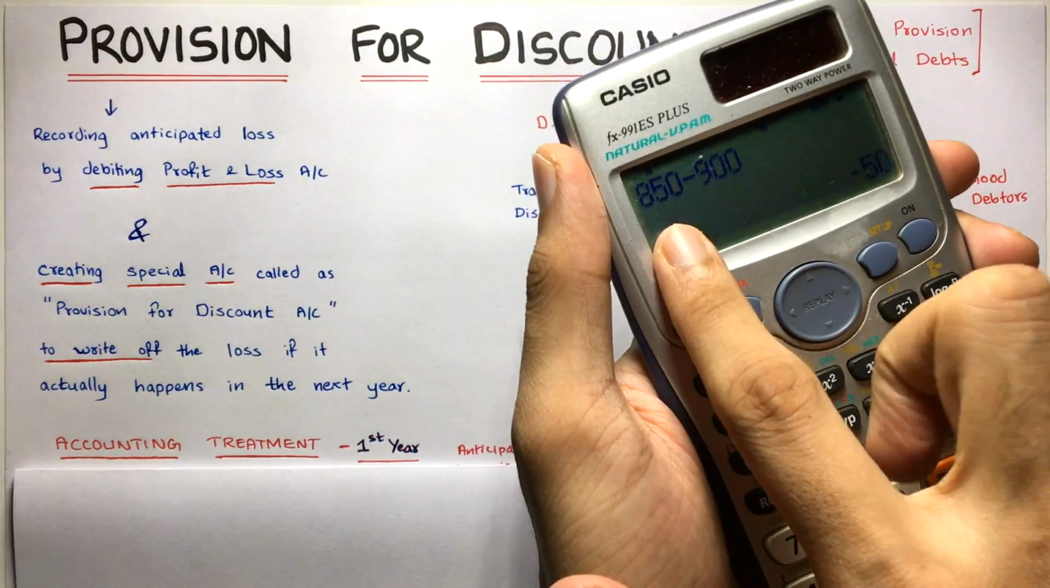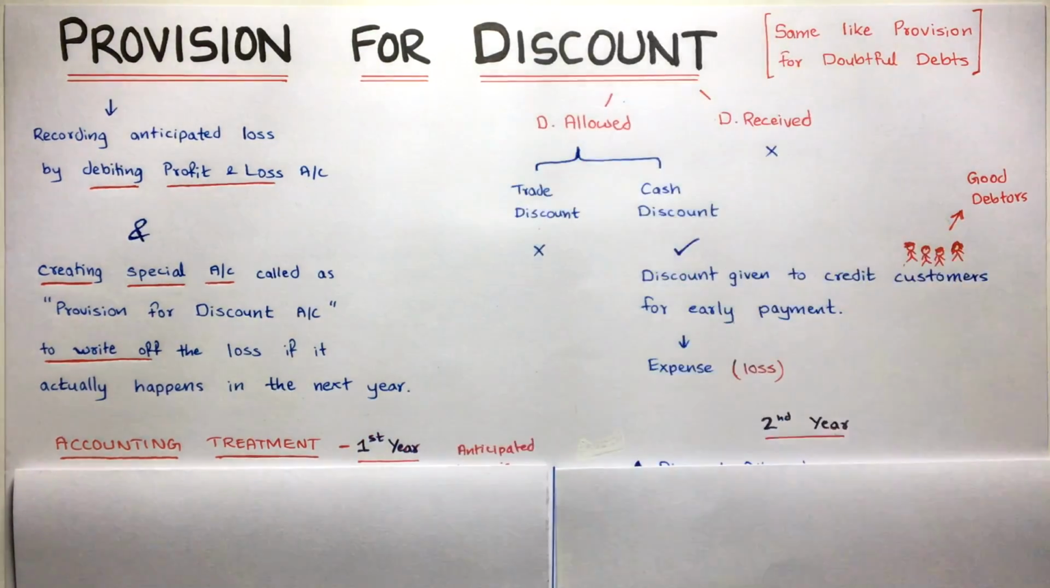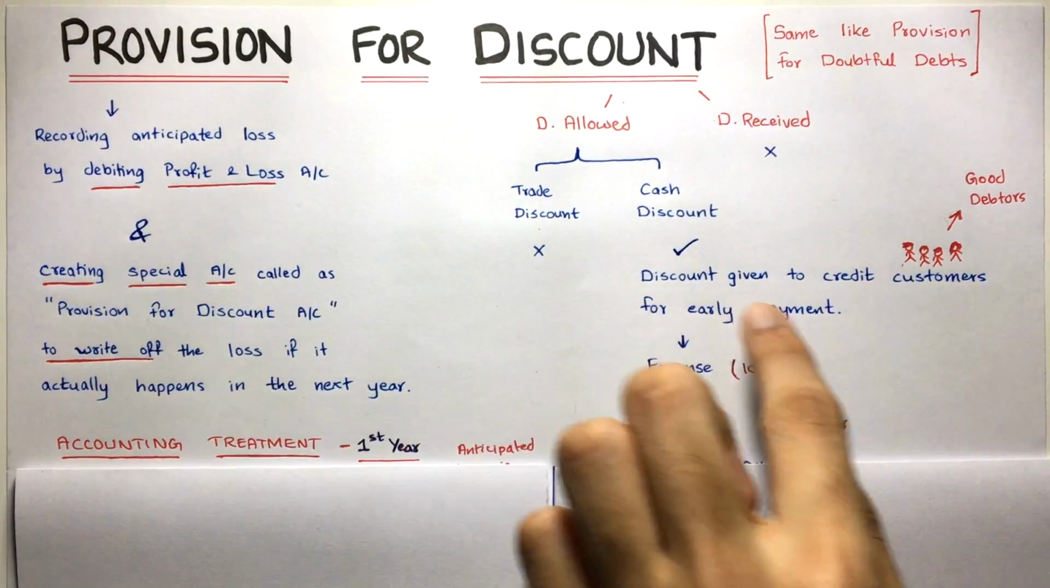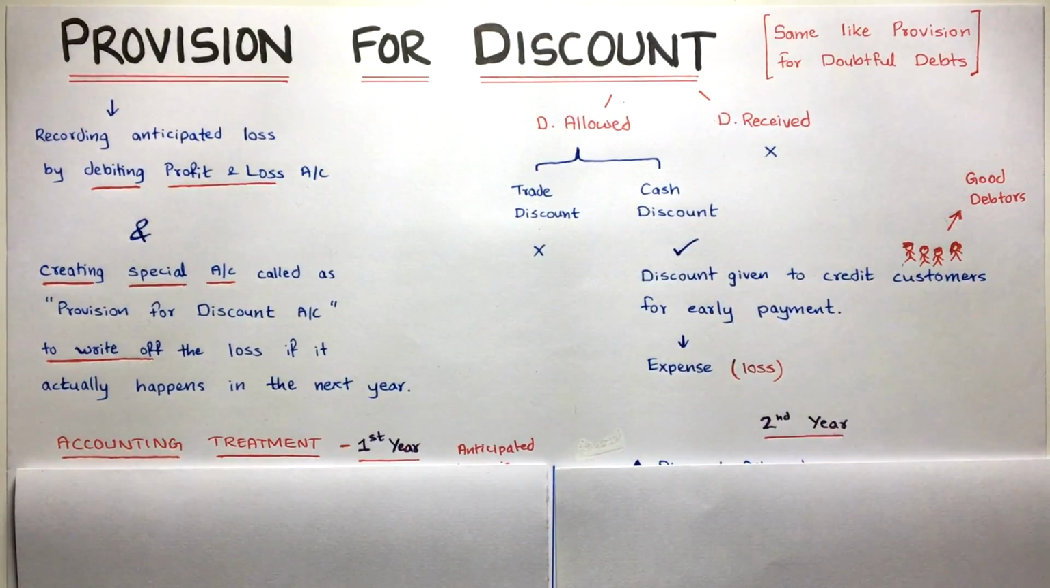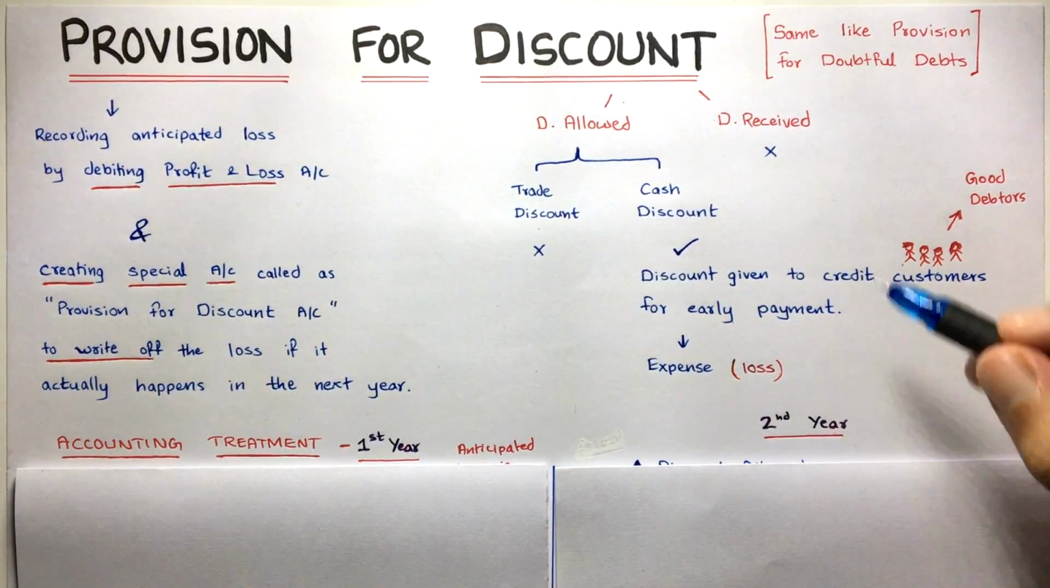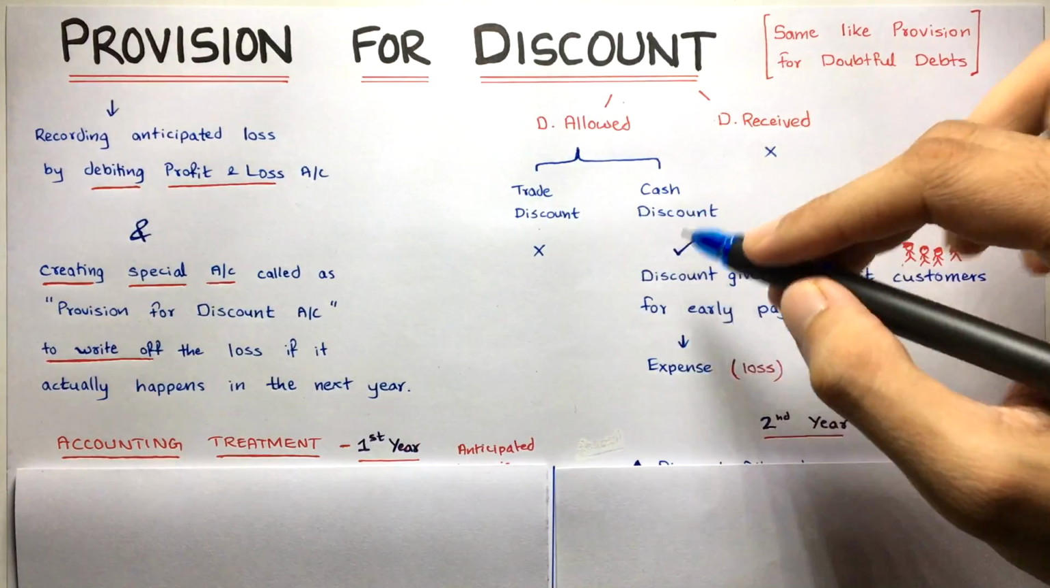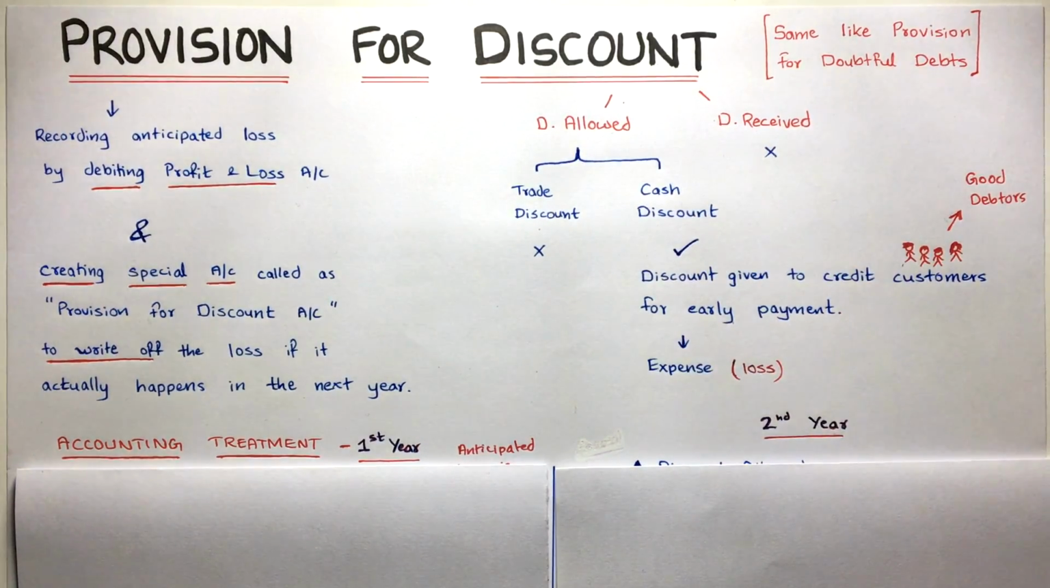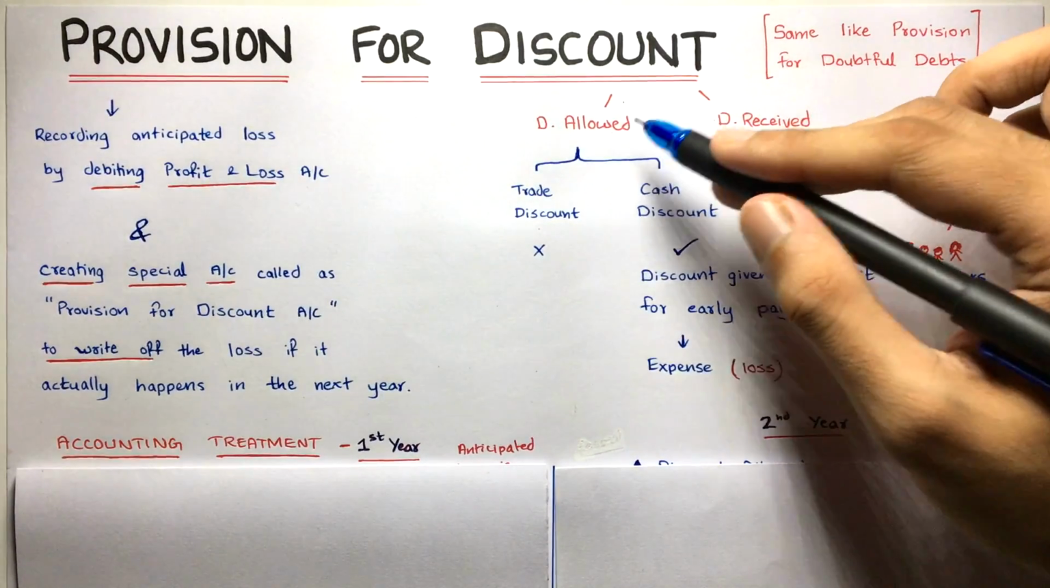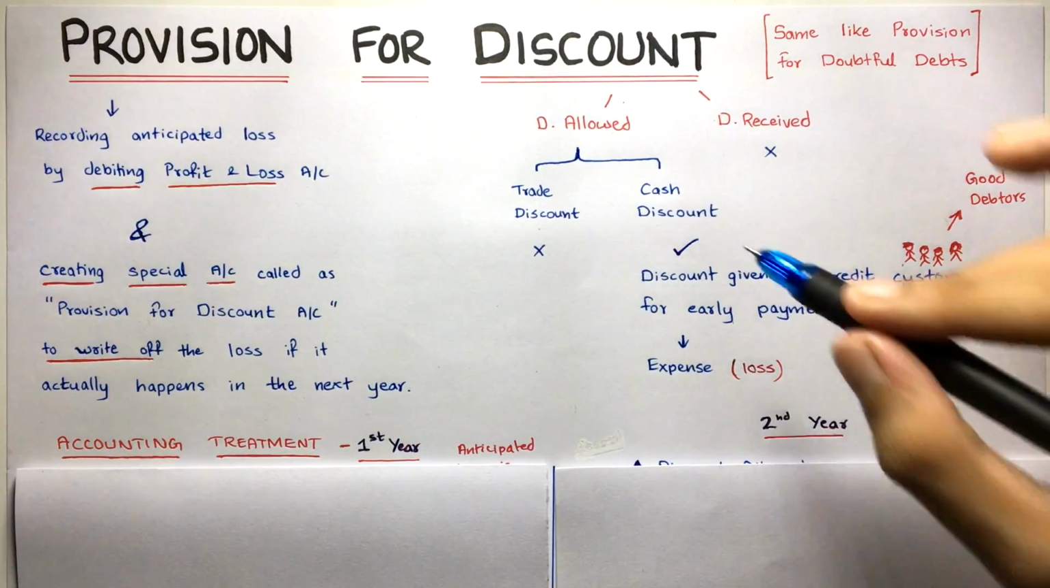Because to get that 850 immediately, okay, for early payment, right? So the discount which is given to credit customers for early payment is called discount allowed, or you can also call it cash discount, right? But whenever you read anywhere that discount allowed is given, you have to understand they are talking about cash discount.